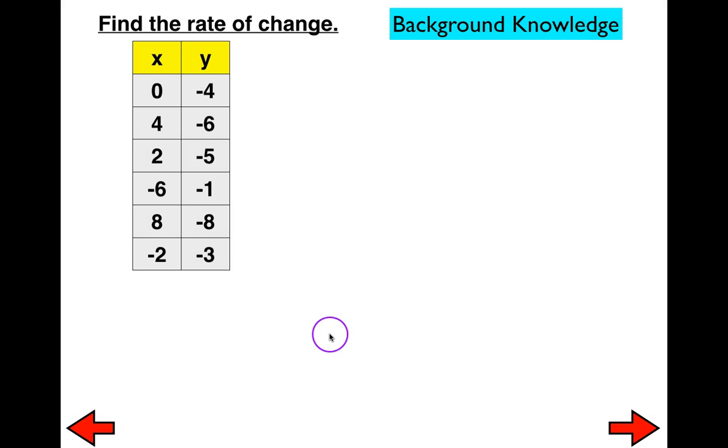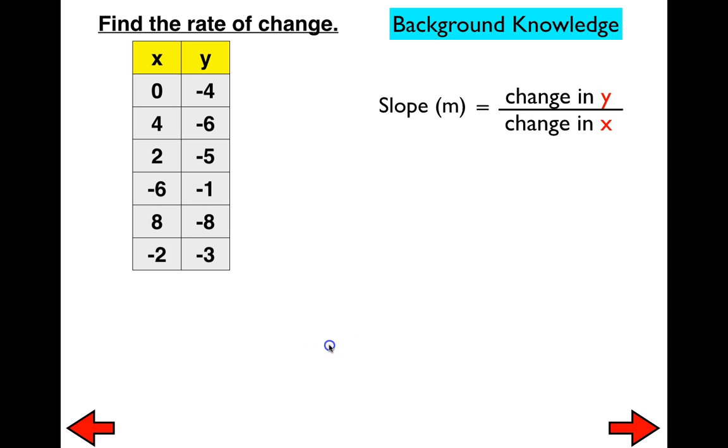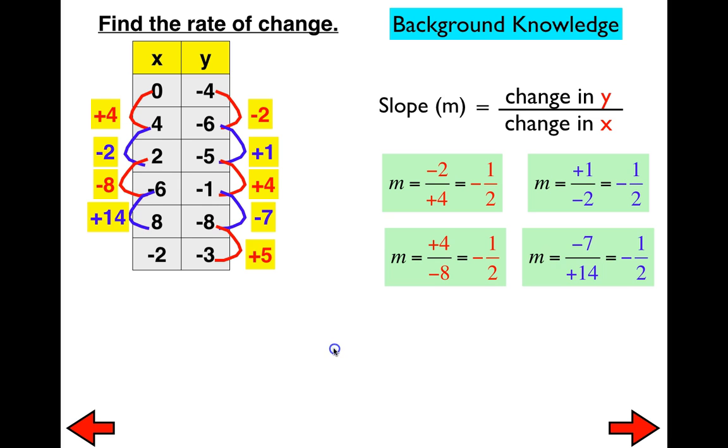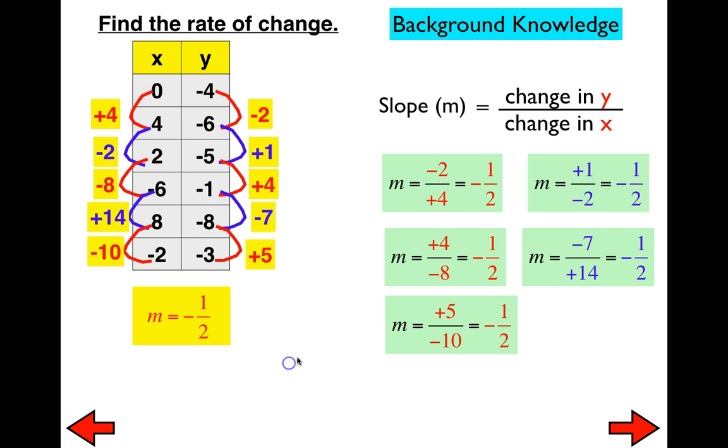In the past, we found the rate of change, aka slope, from a table by finding the change in y over the change in x. So these were ratios. We checked them one by one, and we wanted to make sure they were constant. If so, then we can state at the end that we had a slope. In this case, the slope was negative 1/2.